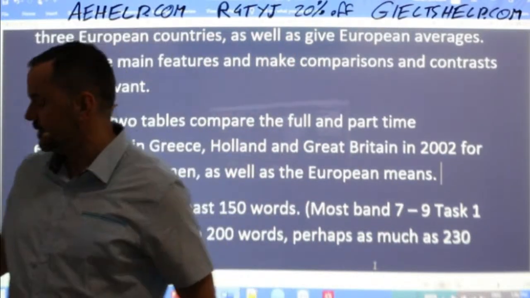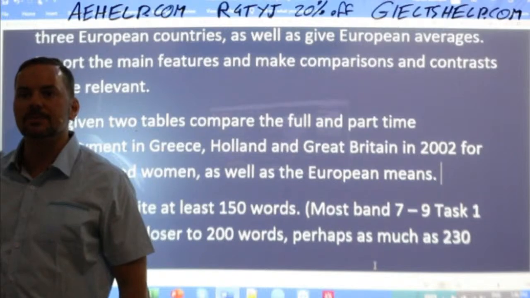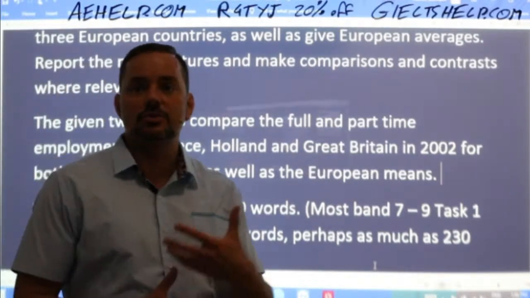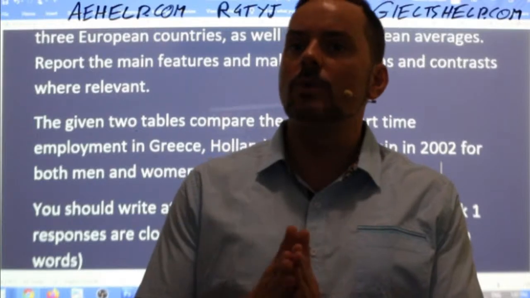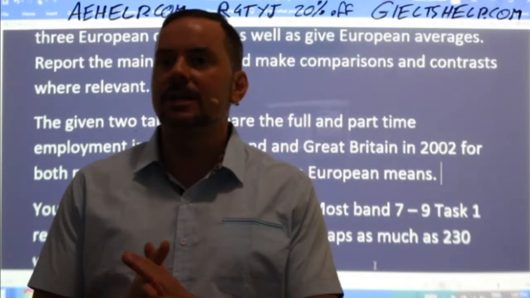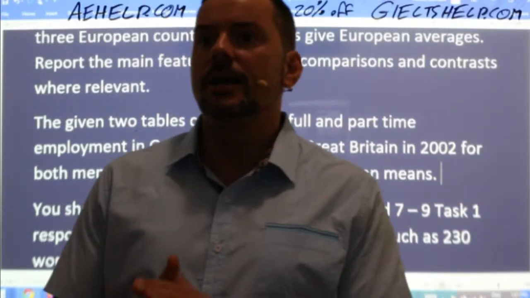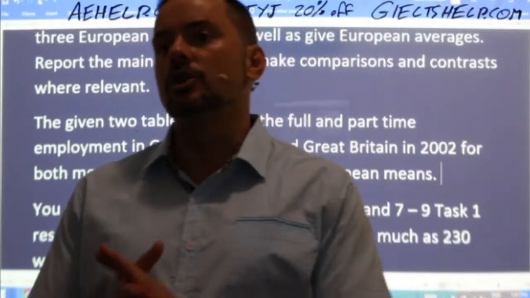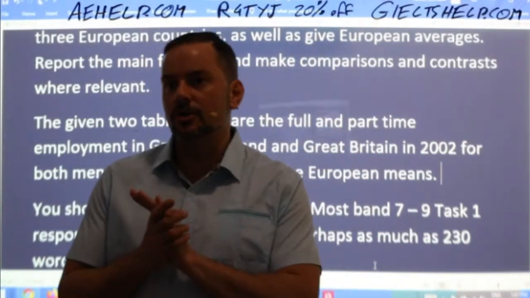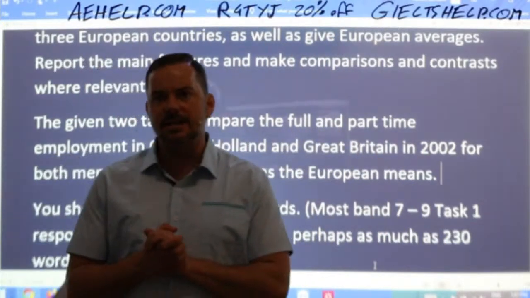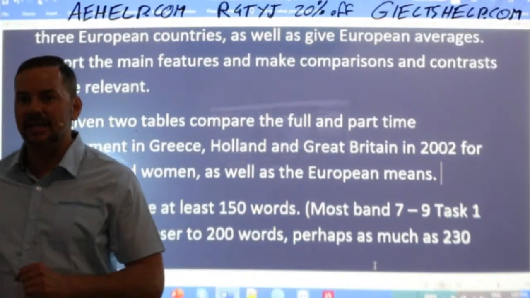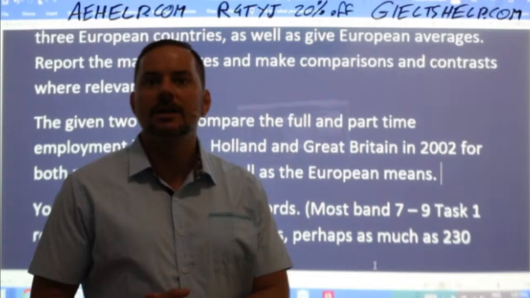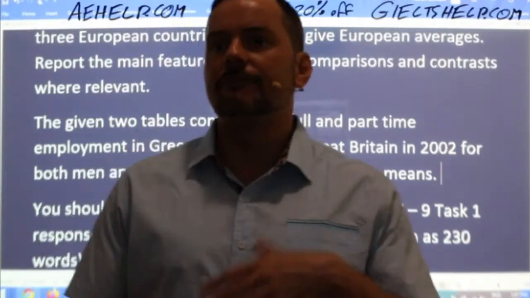All right, Hassan writes, the two given tables illustrate full and part-time work for men and women, which compare the average working time in Europe in 2002, and to be more specific, in Greece, Netherlands, and the UK. Very nice paraphrasing, Hassan. Beautifully done. Nice additional details. Very good. That's your band 8, band 9 level first sentence.